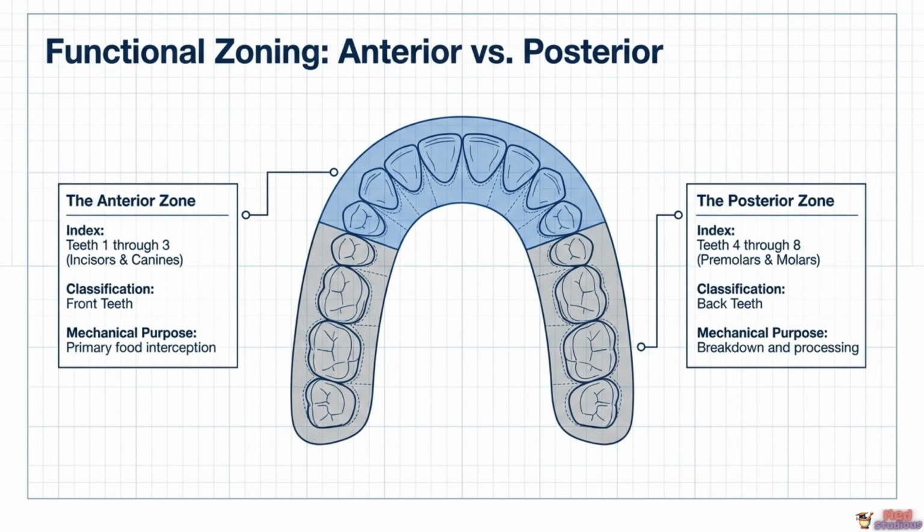This anterior versus posterior functional split explains a huge amount of tooth design that otherwise seems arbitrary. Front teeth are thin, chisel-shaped, and single-rooted because they're optimized for cutting. Back teeth are broad, multi-cusped, and multi-rooted because they're optimized for crushing forces. When an exam question asks why a molar has multiple roots while an incisor has one, the answer traces back to this exact functional zoning. Front teeth intercept, back teeth process. Keep that division in mind as we look at individual tooth types next.